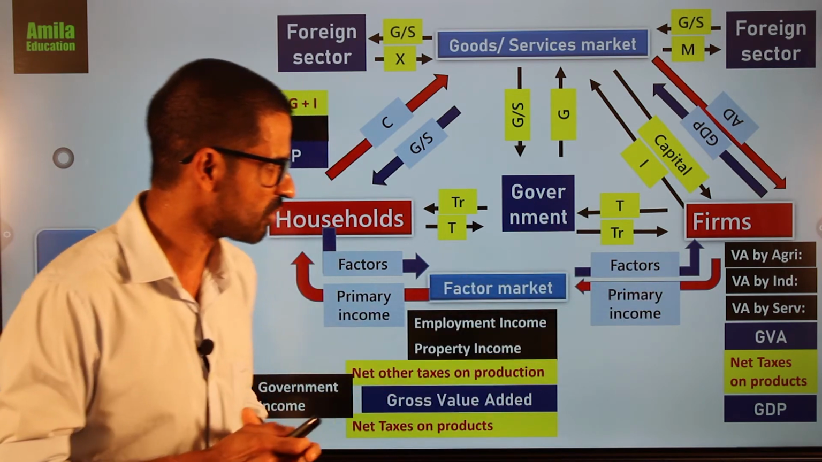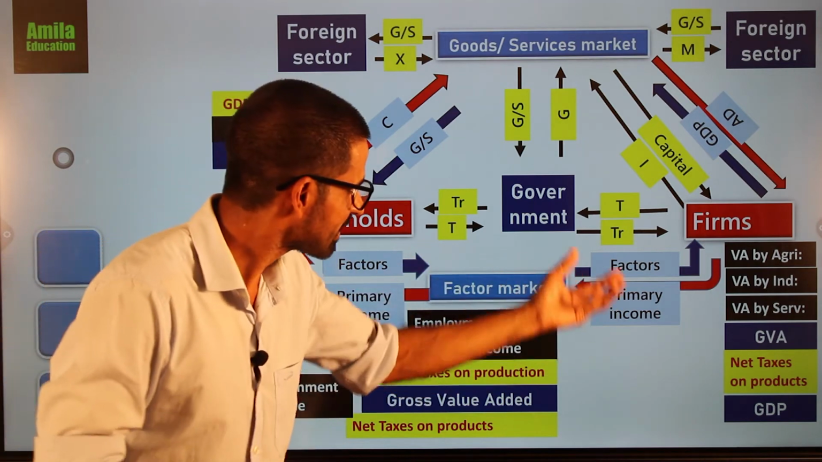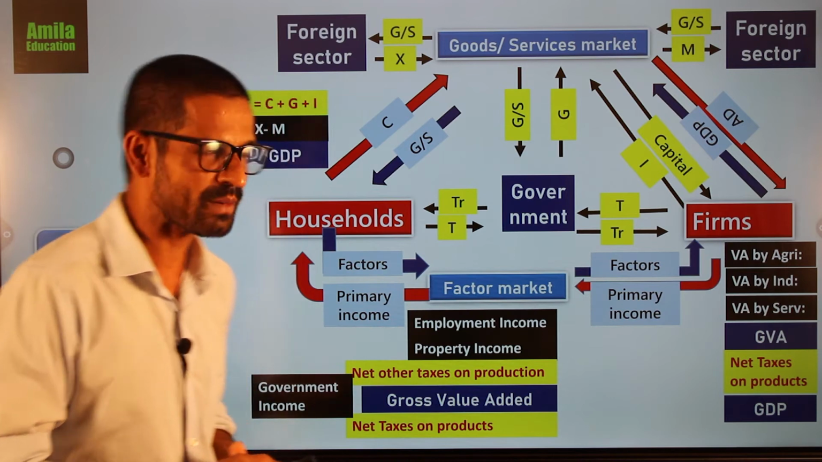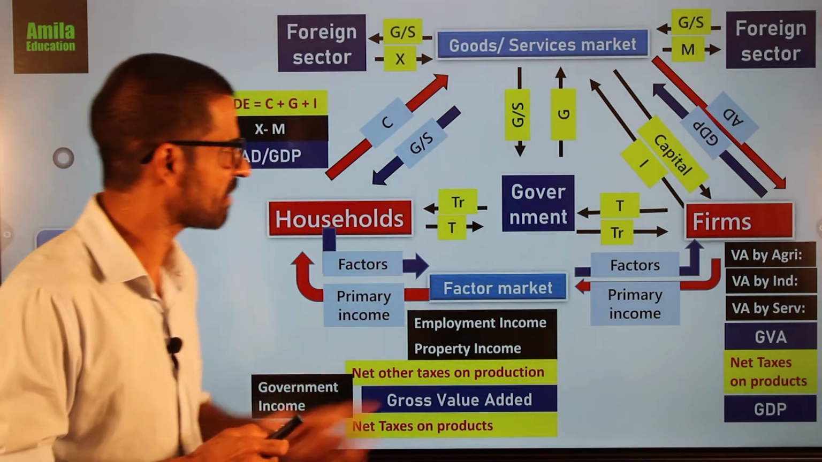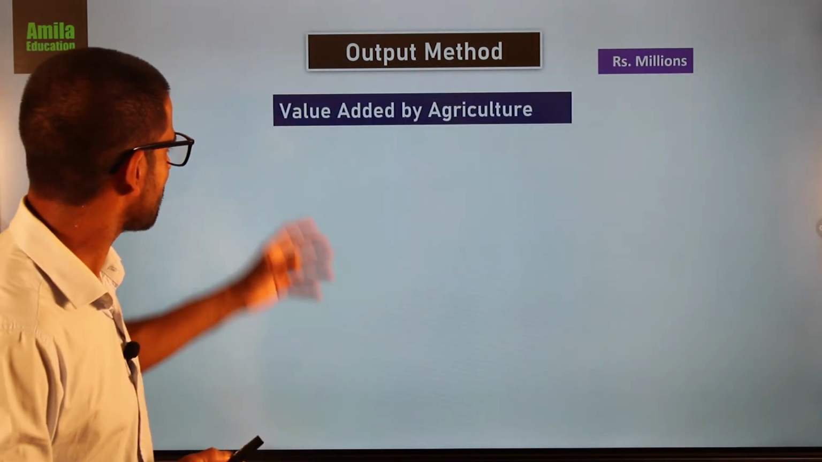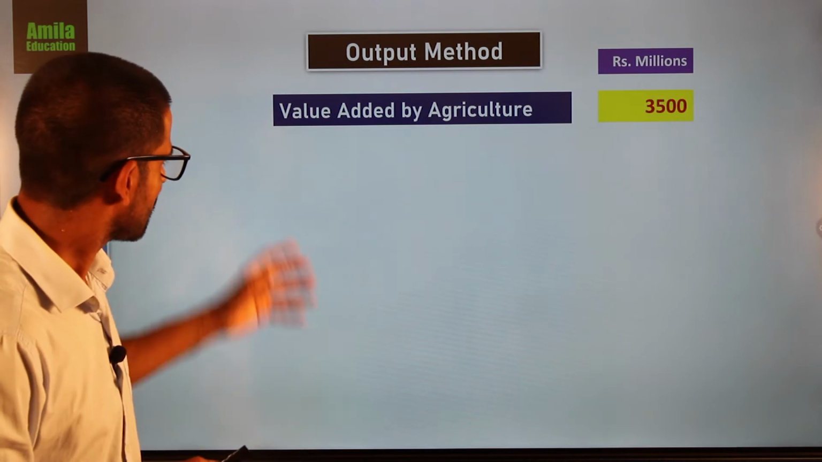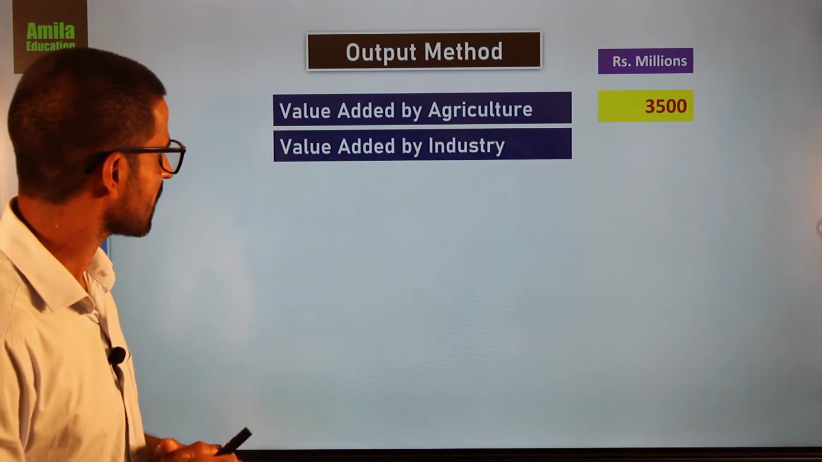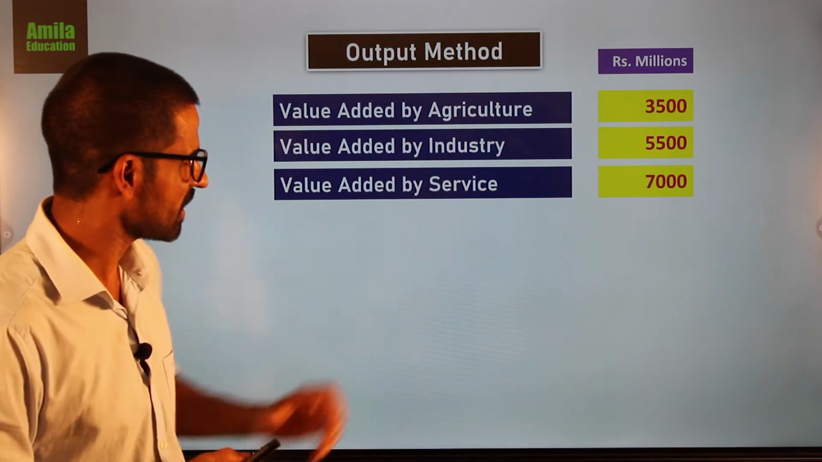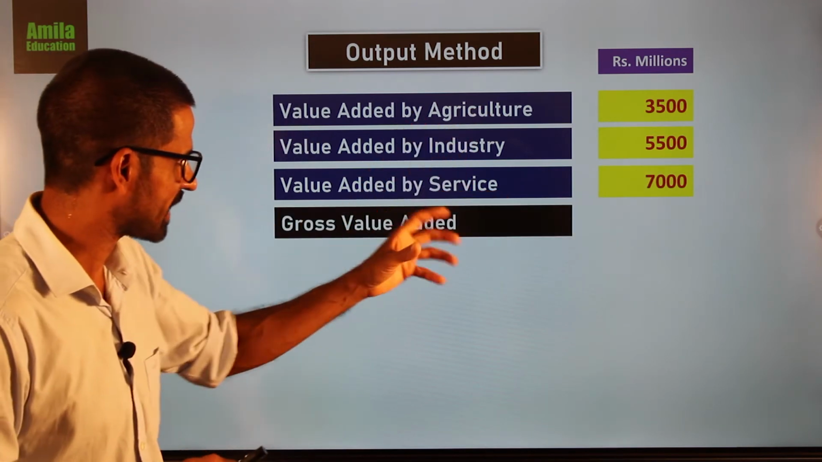Then you reach gross value added. To that you add net taxes on products. Product means goods and service. Then it becomes GDP. Very simple. It's not a big deal when you understand the circular flow. So in the output method, value added by agriculture, value added by industry, value added by service. When you add all these three, you get gross value added.